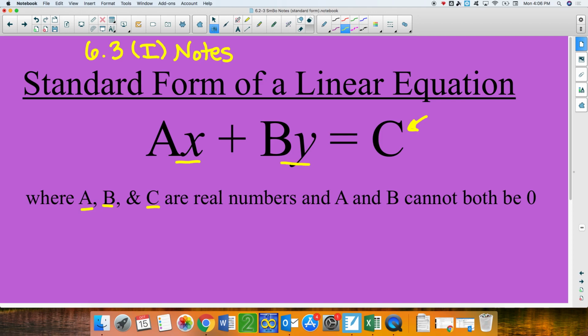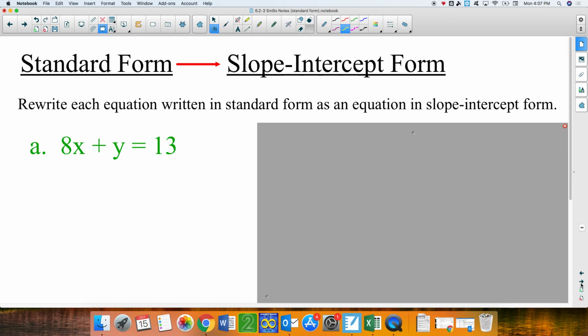cannot be 0. And one thing to say about standard form is that we don't want our a, b, and our c to be fractions. So we have to get rid of fractions when we're putting something in standard form. So we're going to practice to start rewriting each equation that's written in standard form as an equation in slope-intercept form. So reminder, when you're putting something in slope-intercept form, that's the form y equals mx plus b.